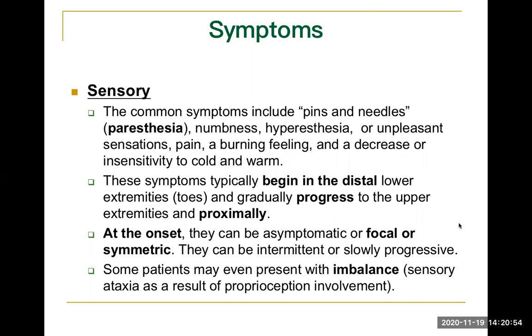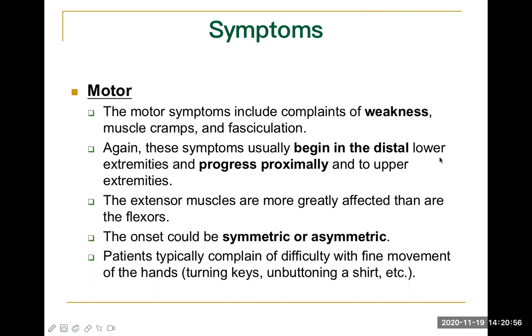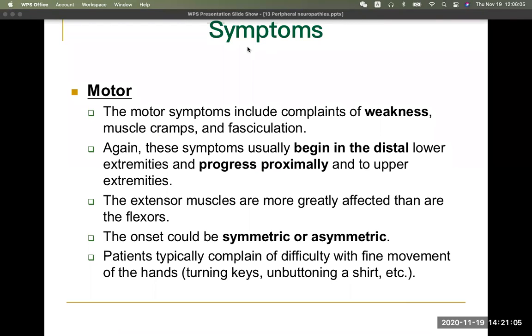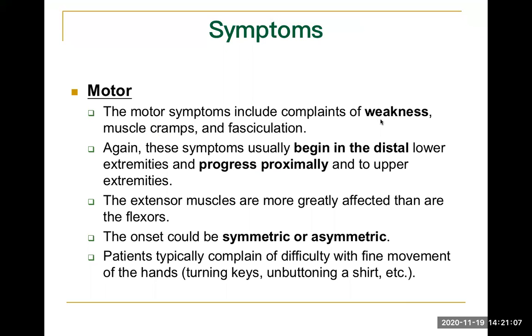Okay, so let's move on. What are the motor symptoms then? So motor symptoms are the weakness. The patient may complain of weakness in a particular part of the body. Weakness, cramping of the muscle, and even fasciculation, because these are the part of lower motor neuron lesions. So fasciculation is an important feature there. They mainly start in the distal group of muscles and progress proximally, similar to the sensory involvement here. The extensor muscles are more greatly affected than the flexors.